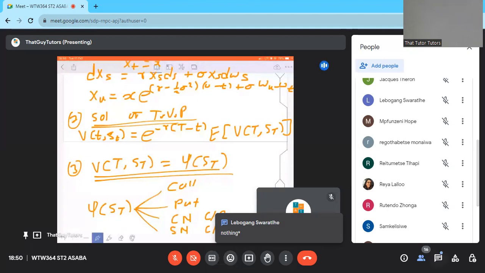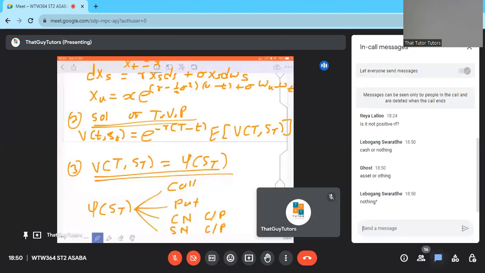Okay, so cash or nothing is the easiest of them all. Then there's asset or nothing, which is the share or nothing, basically. I think I can do the call, because the call option combines both cash or nothing and asset or nothing. So we're going to have that part.